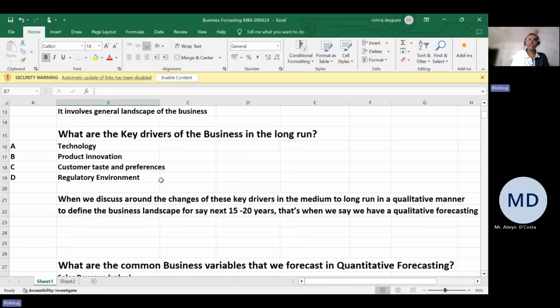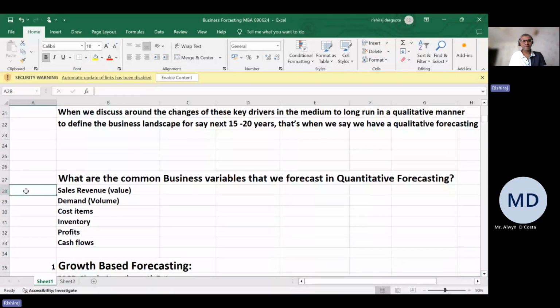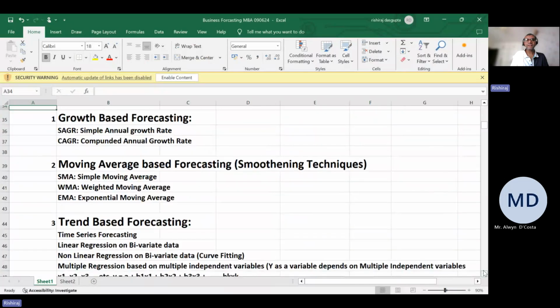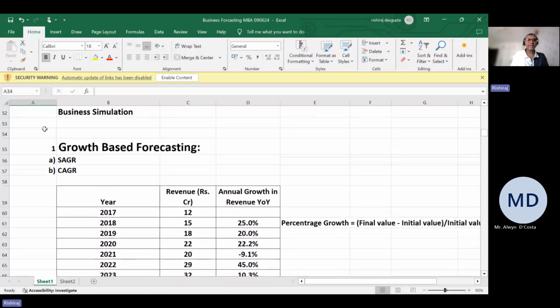So companies must use their forecasting tools and techniques around these four key drivers to understand, sometimes qualitatively, sometimes in a quantitative manner. What do I forecast in quantitative forecasting? A couple of examples are sales revenue value, sales volume demand, cost items, inventory, profit, cash flow. These are the top six items that we generally use. Today we will just go through the preliminary things before we go into moving averages. The next class will start with moving averages. So today we will just go through certain ideas.